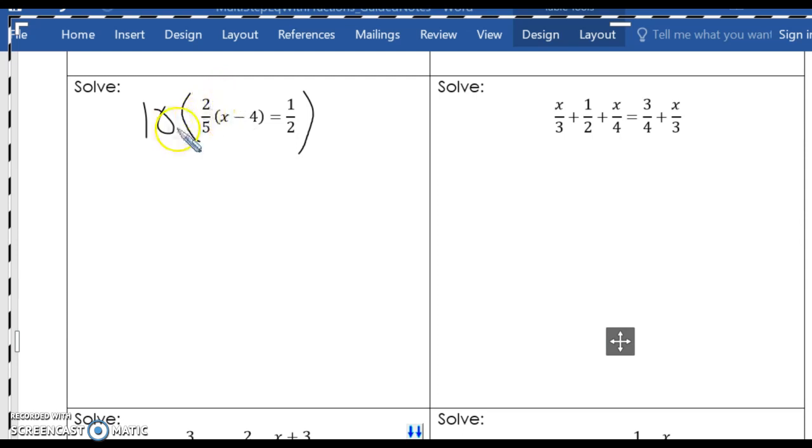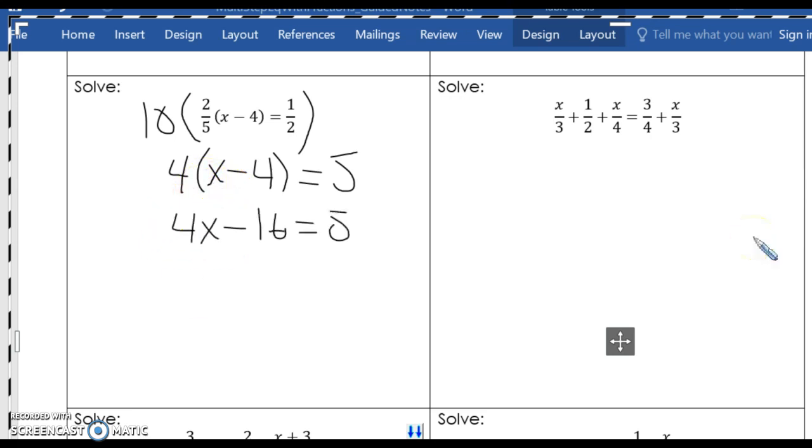So 2 times 10 is 20, divided by 5 is 4. And 10 times 1/2 is 5. Distributing the 4 gives us 4x minus 16 equals 5.